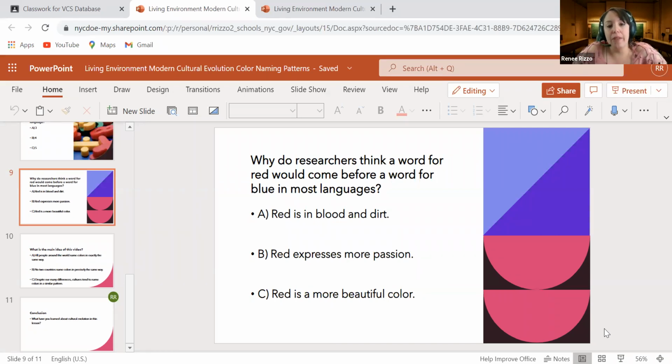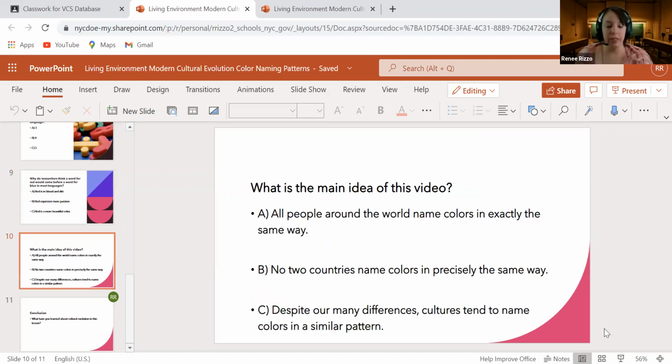And they went over in the video why researchers think the word red would come before the word blue in most languages because red is seen more often in the natural world. And that's where our color naming patterns will focus on first, what we see more often in the natural world.